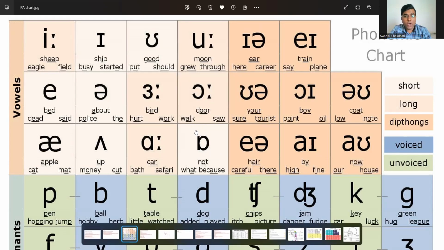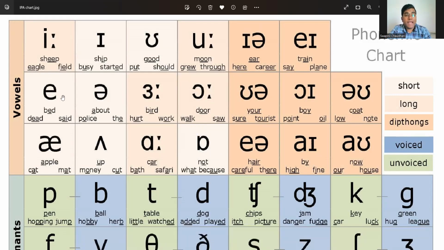And then we have bed, dead, said, represented by E. And then we have the sound in police, about, the, represented by this symbol. It represents the schwa sound. So this is the short sound, and this is the long sound, like up and the uh.